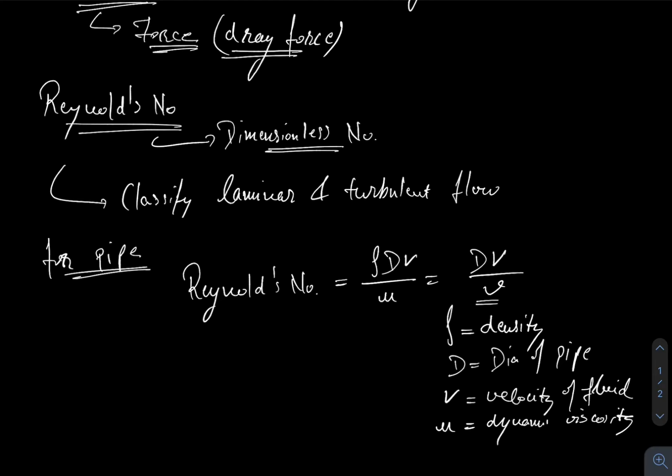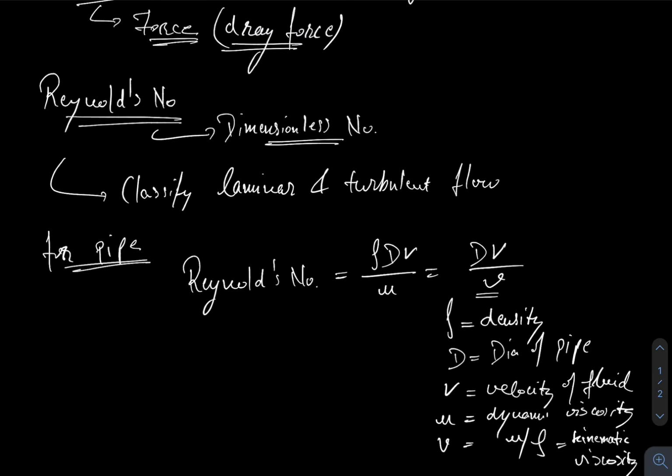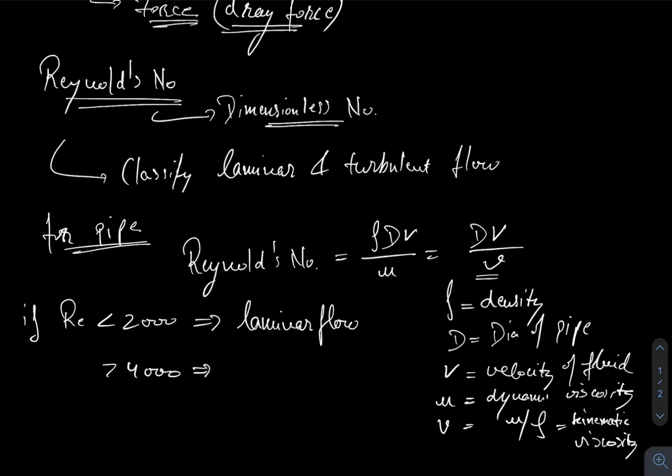And what is this nu? This is dynamic viscosity upon rho, which is called kinematic viscosity. So this is the value of the Reynolds number. Now for pipe flow, if the Reynolds number is less than 2000, it implies laminar flow. However, if it is greater than 4000, it implies turbulent flow, and in between it's a transition flow.